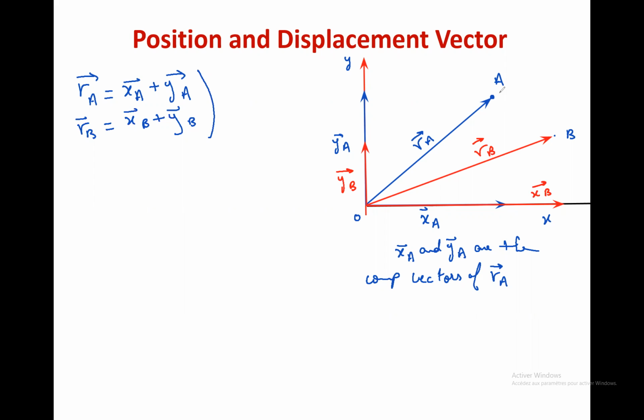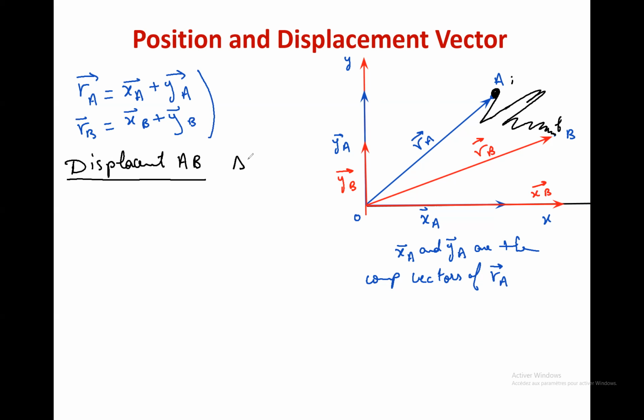Now, if we have an object at the point A, here we have an object, that moves in this way to the point B. So this is the initial position and this is the final position. I ask you to find the displacement between A and B. The displacement means I want delta R AB.